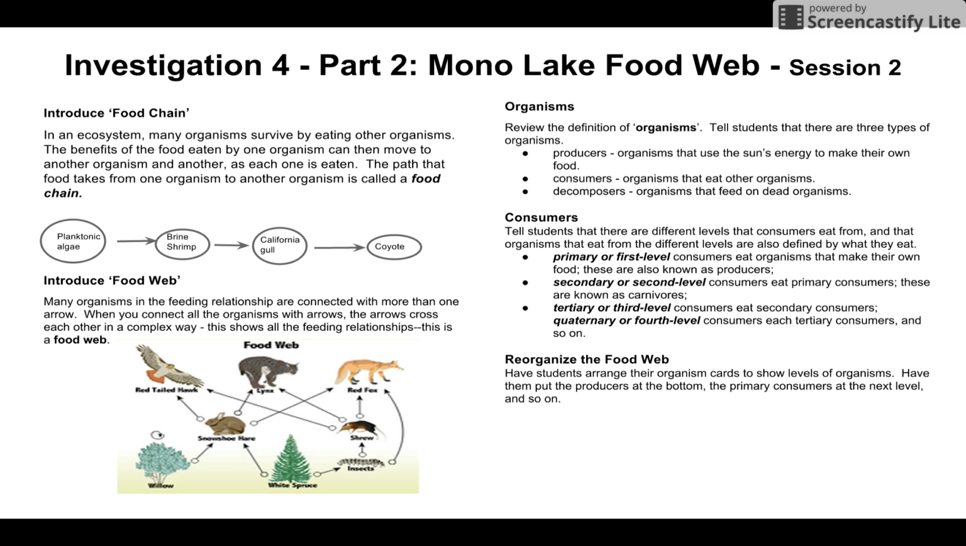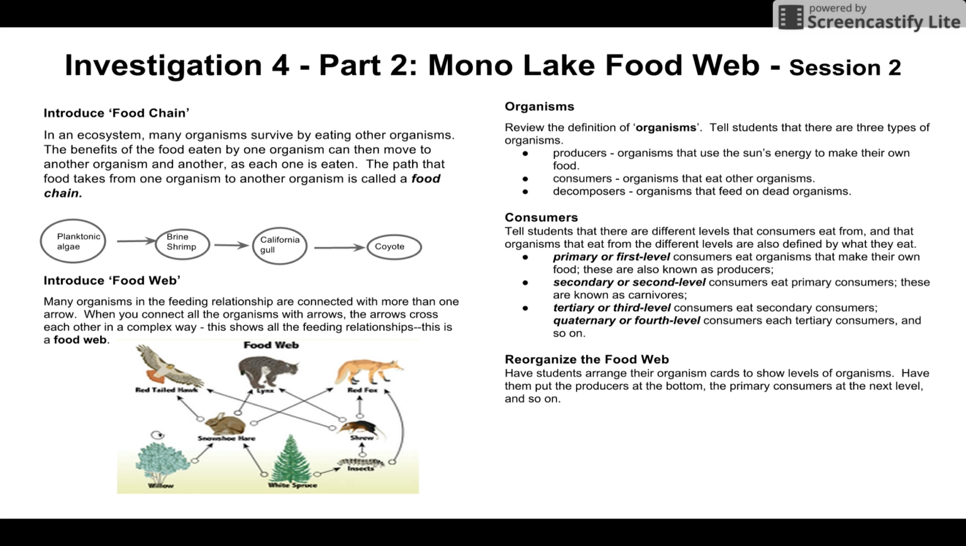Many organisms in the feeding relationships are connected with more than one arrow. When you connect all the organisms with arrows, the arrows cross each other in a complex way. This shows all the feeding relationships in an ecosystem. This is called a food web.